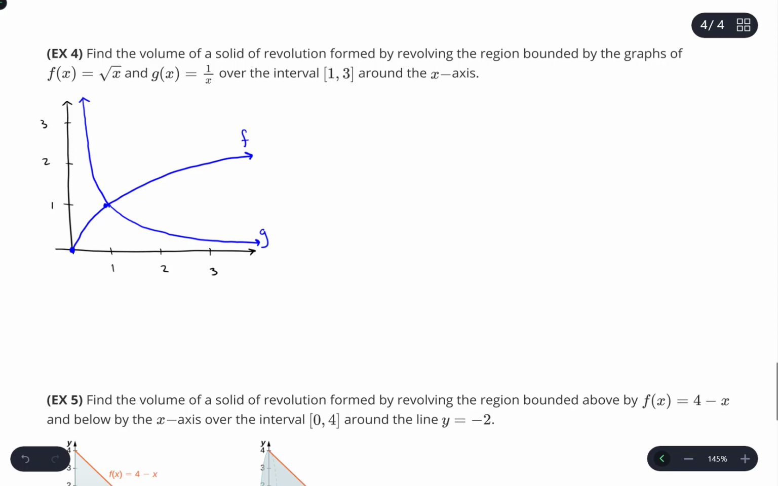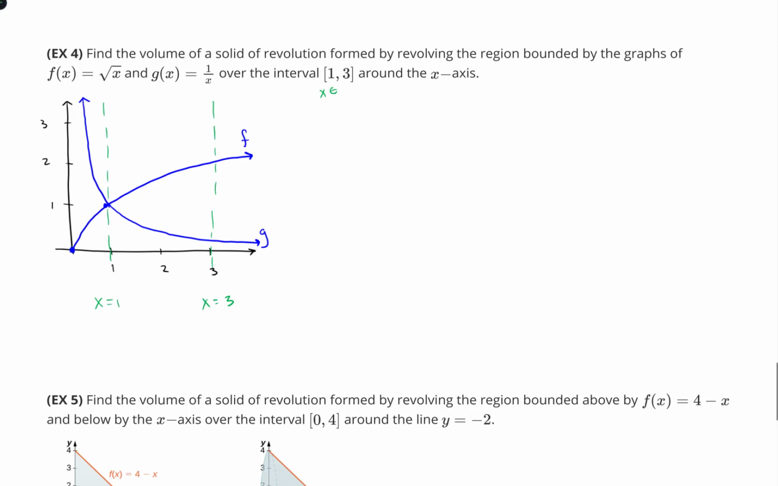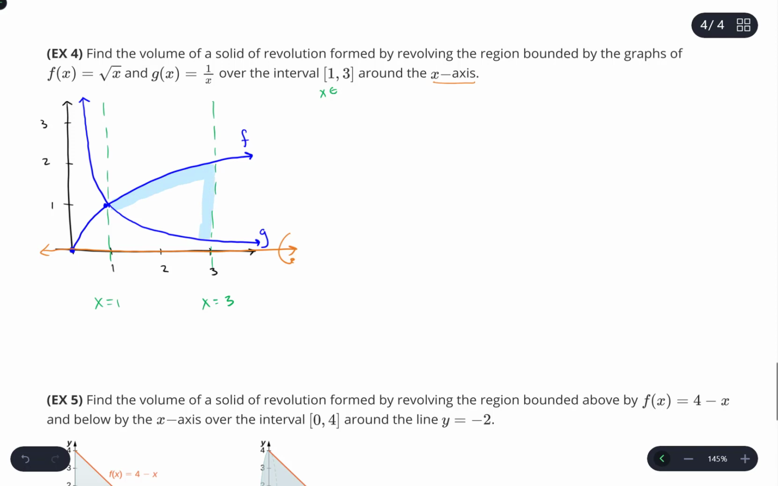All right, now it did tell me that my region was bounded between x equals 1 and x equals 3. Now remember, even though it wasn't said that this is an interval of x, because the functions are of x, that defines this to be an interval of x. All right, and then lastly, I am going to rotate all of this around the x-axis. Okay, so I have my region. That's easy enough to see right through there. Shade it in here real quick.